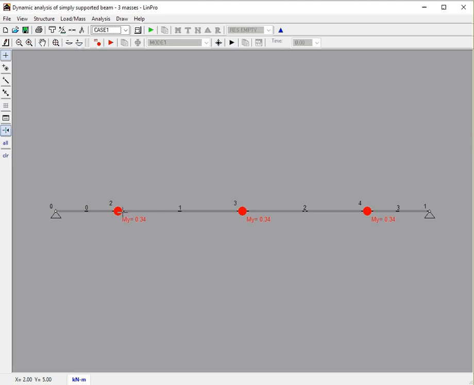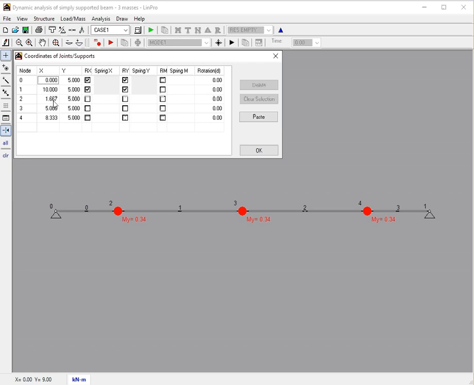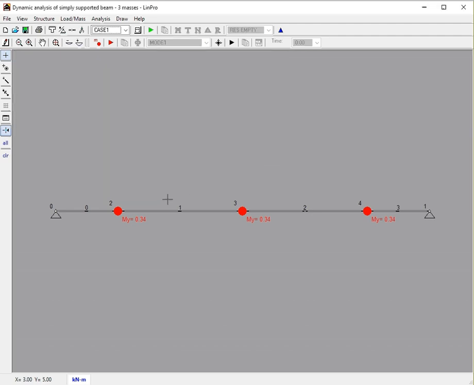If you notice, the nodes are not exactly at the quarter points. What I've done there is I've said, well, a third of the length, so 3.33 meters, the first 3.33 meters, I've concentrated the mass of that there. You see, I have 1.667 meters in for node 2. Node 3 is in the middle, that's fine. And node 4 is over at 8.33. So again, I've split the beam into three equal lengths and then centered the mass in the middle of that.